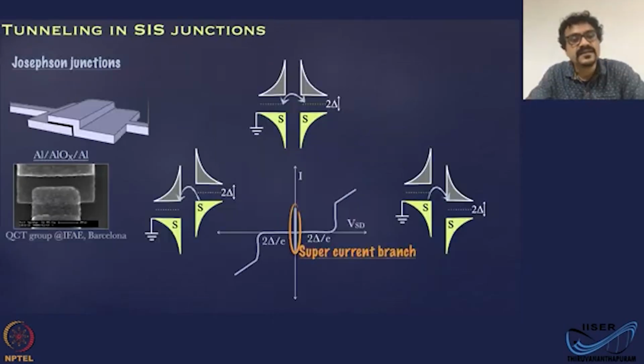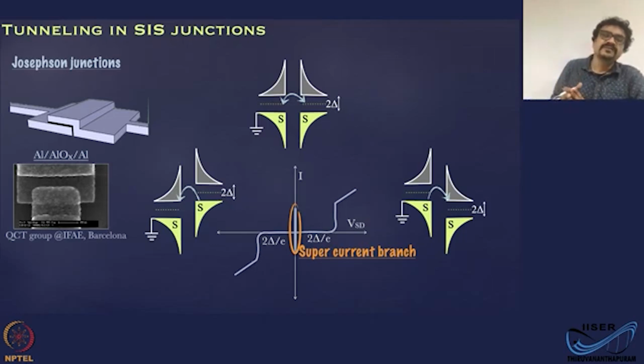Now, let us consider that we have two superconductors which are connected via an insulating region, or an insulator or a barrier. Okay. For example, we have a superconductor here, a superconductor here, and then there is a thin insulating layer in the middle.